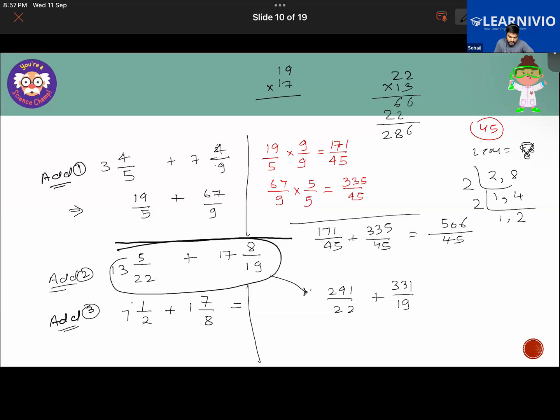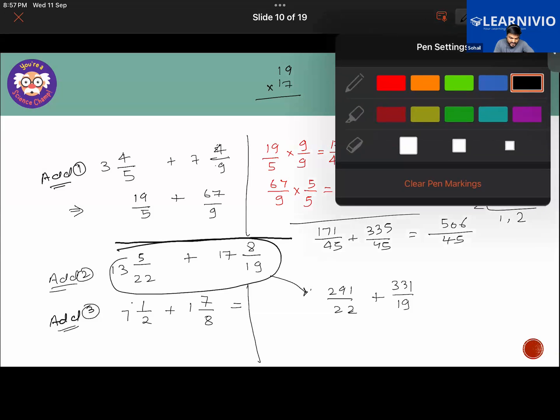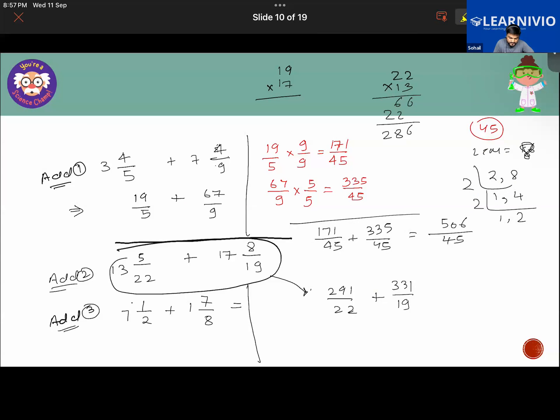Now, Habib, are these like fractions or unlike fractions? They are unlike fractions, right, Sumaya? Okay. So now we have to take the LCM. Take the LCM of 22 and 19.